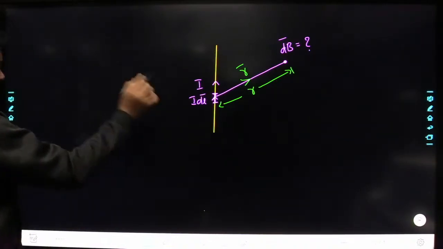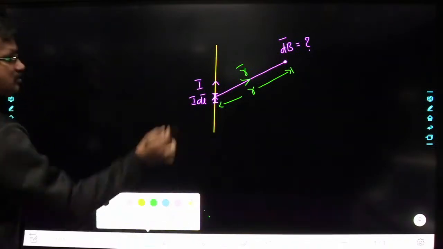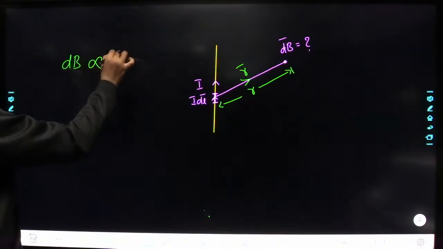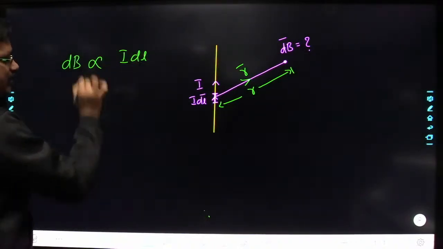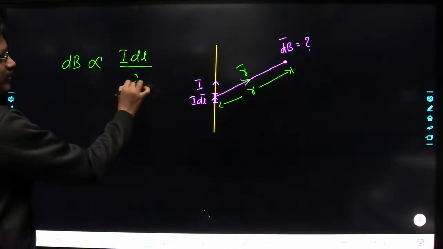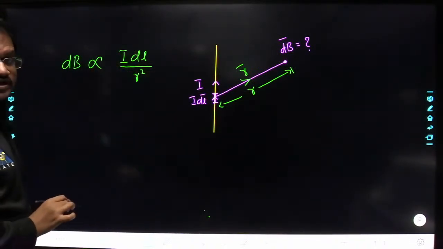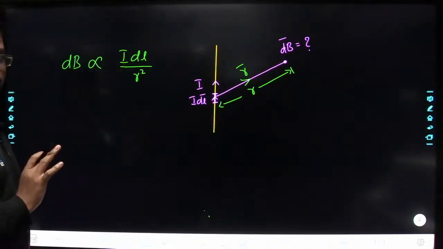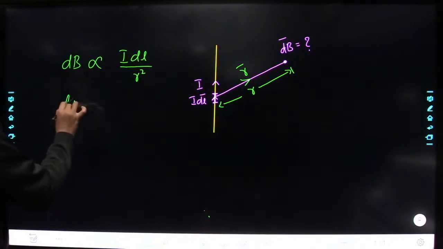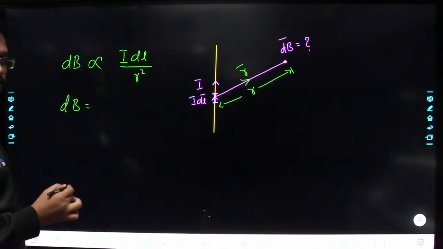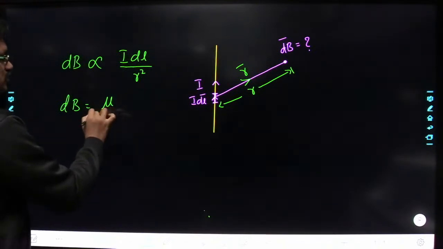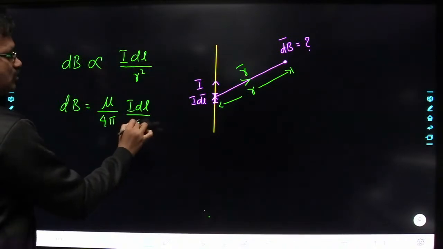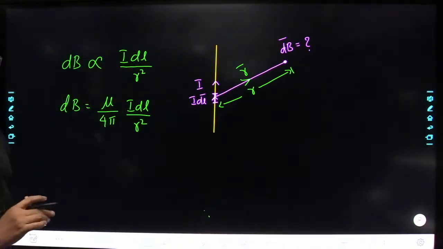Next, what Biot-Savart's law says is that the small differential B field due to a small differential current element is proportional to the current element and inversely proportional to the square of the distance between the current element and the point where you are trying to determine the B field. Understood? Now, if you put equality here, then you have to introduce a proportionality constant. So that is nothing but mu by 4 pi into I dl by R square. So mu by 4 pi is nothing but a proportionality constant.